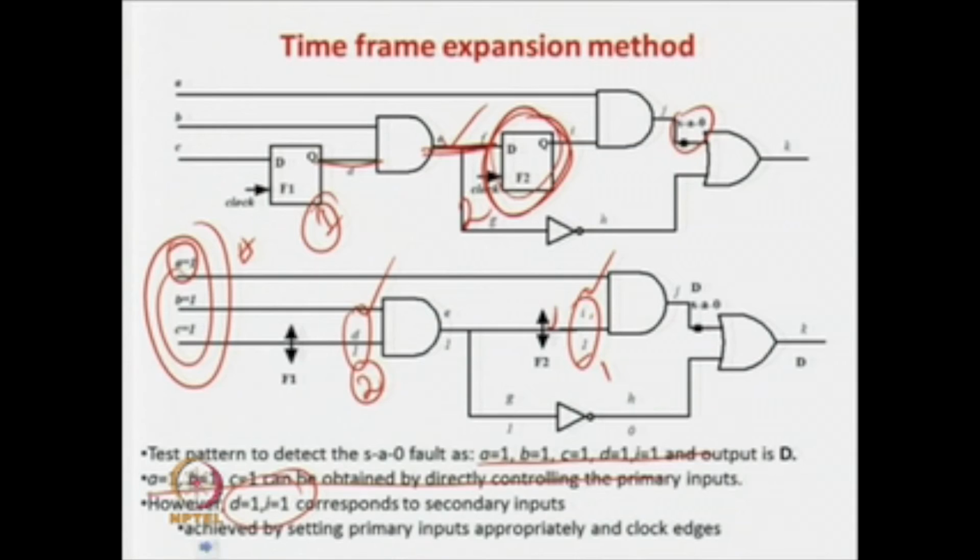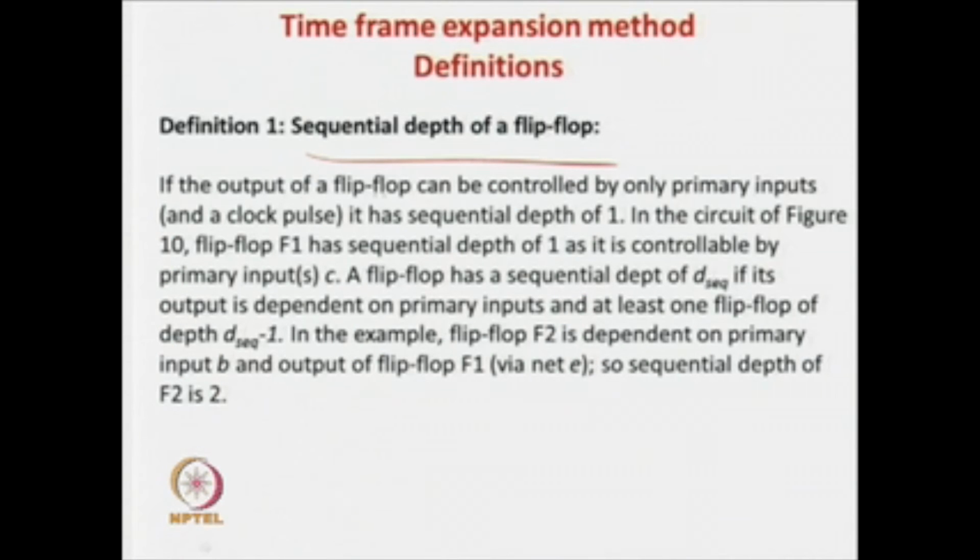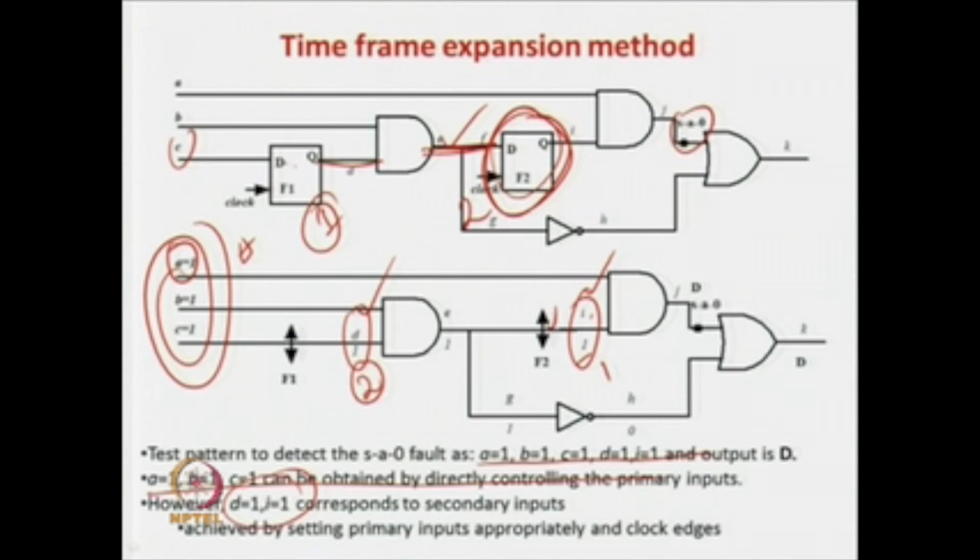So, what is the definition? If you look at it, if the output of a flip flop is directly controlled by primary inputs, this is 1. Then in the circuit of the last figure, this is a sequential depth of 1 and is directly controlled by C. So, directly controlled by C, so the depth is 1.